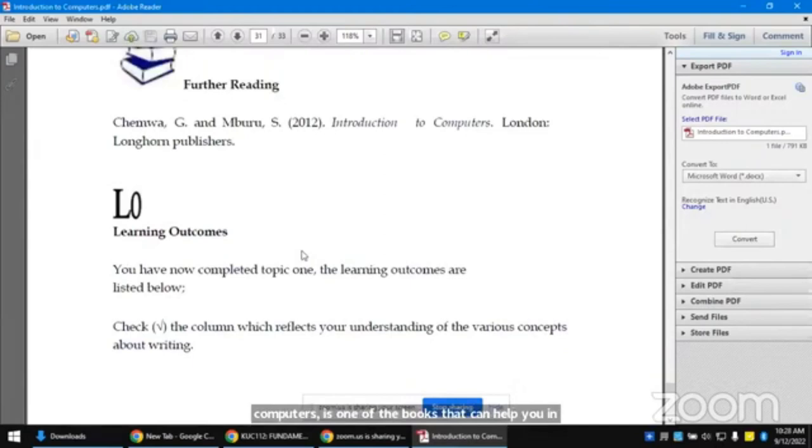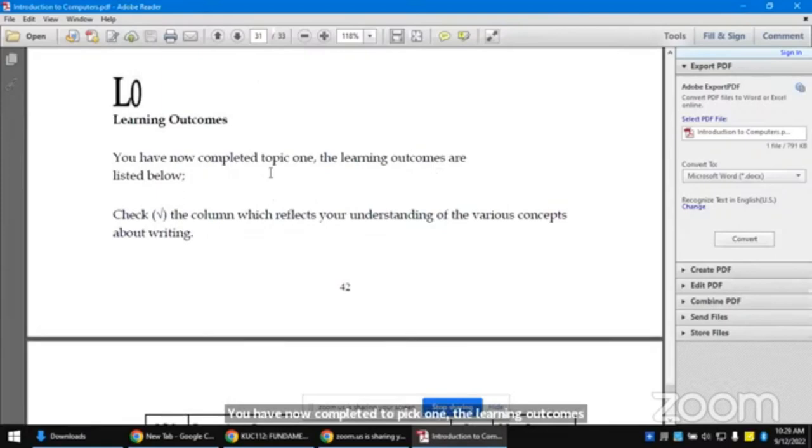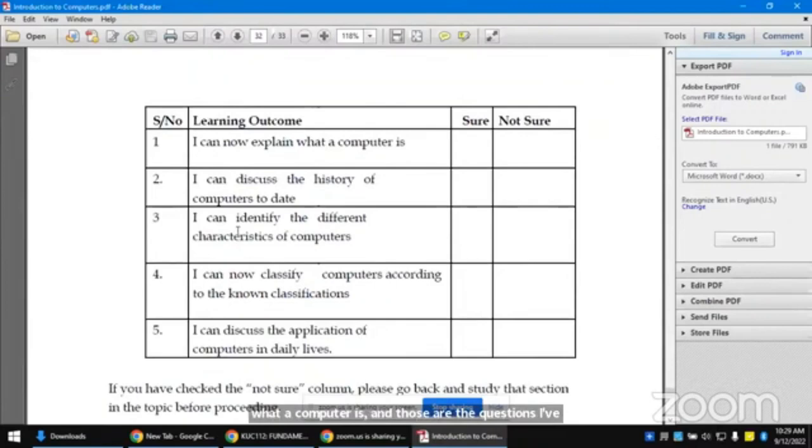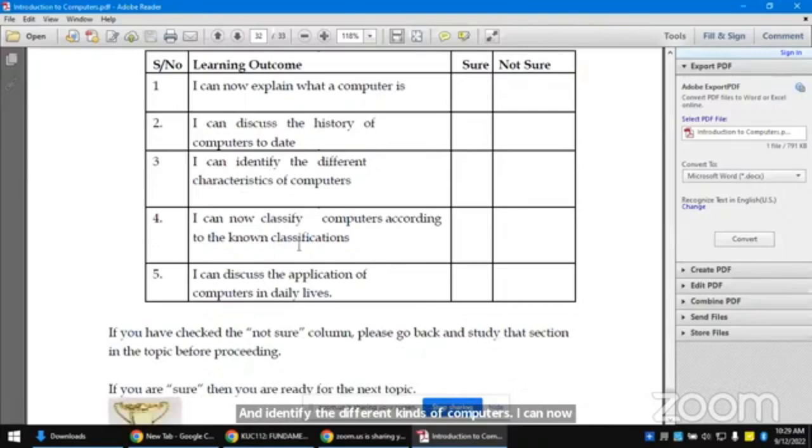The learning outcomes are listed below. You can now ask yourself these questions. I can now explain what a computer is. I can now discuss the history of computers to date. Can I identify the different characteristics of computers? I can now classify computers according to their known classification. I can discuss the application of computers in daily life.